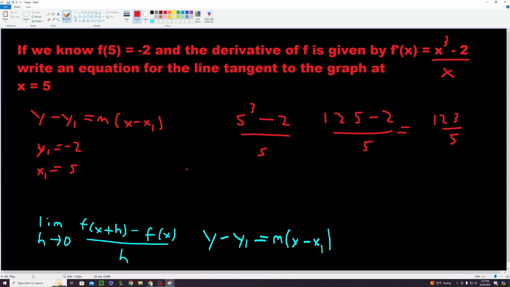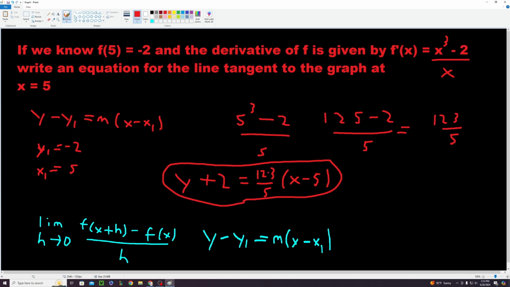Then you just gotta write it out, and the tangent line is y minus negative 2, which would become plus 2, equals 123 over 5 times (x minus 5). And that's the tangent line. And that's just how you do it. You figure out the slope and the two values, the x value and the y value. That's a normal practice problem to figure out the tangent line. I think that's kind of it for 2.2.